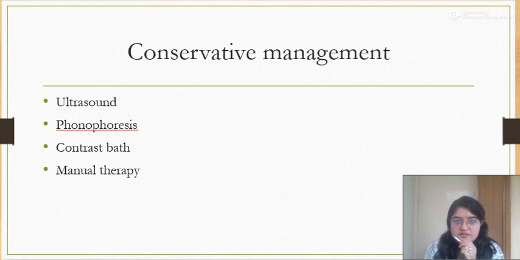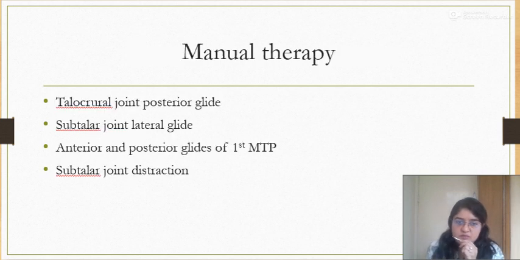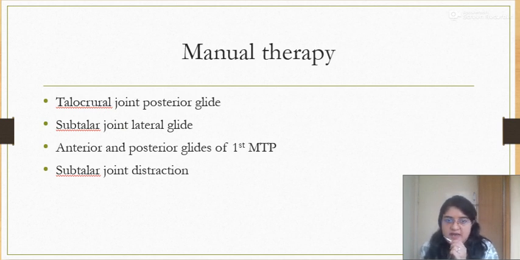So all those risk factors need to be corrected, especially the modifiable risk factors, in order to treat plantar fasciitis. So conservative treatment includes ultrasound, phonophoresis, contrast bath or ice pack, and manual therapy. Manual therapy includes talocrural joint posterior glide, subtalar joint lateral glide, anterior and posterior glide at the first MTP joint, and subtalar joint distraction.